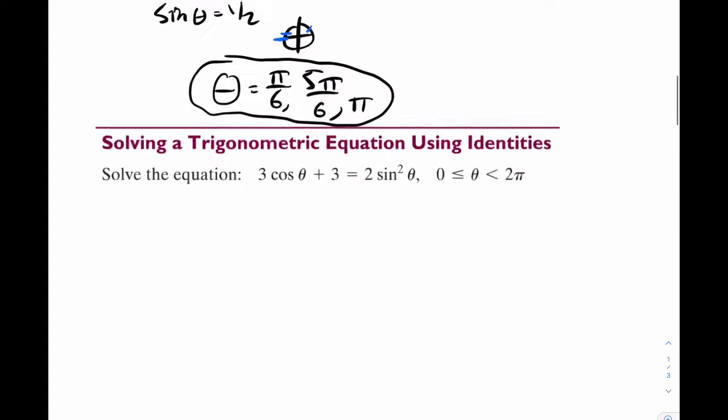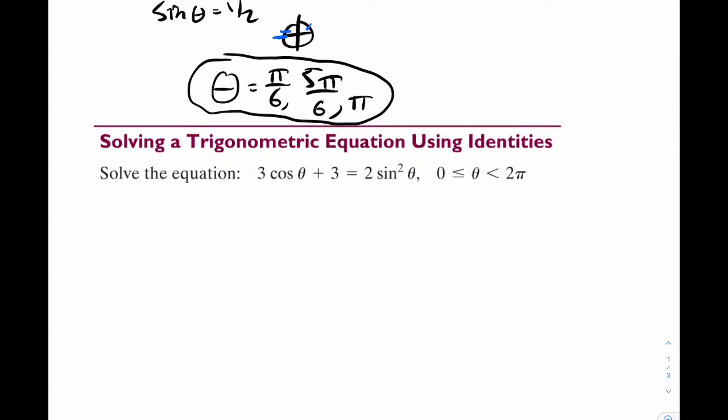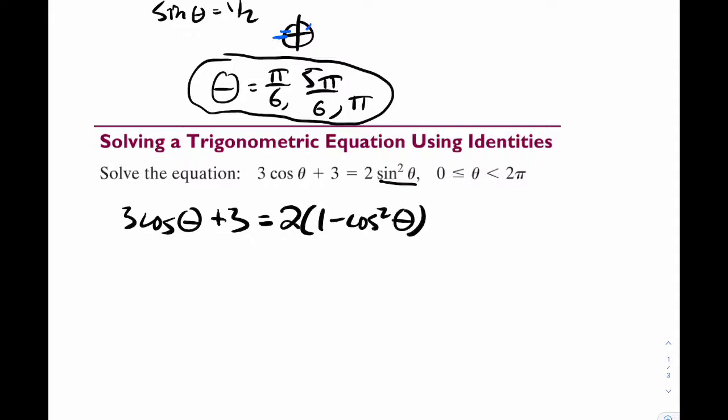Okay, two more examples. Solving a trig equation using identities. So first thing to note is look at this sine squared, and we have a cosine. So that's not going to work for now. We've got to figure out what to do. For cosine, there's not much we can do. We're just going to rewrite that. But sine squared, we can change using our Pythagorean identity to 1 minus cosine squared, like that.